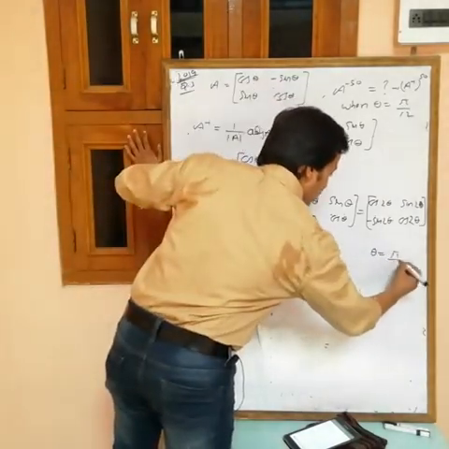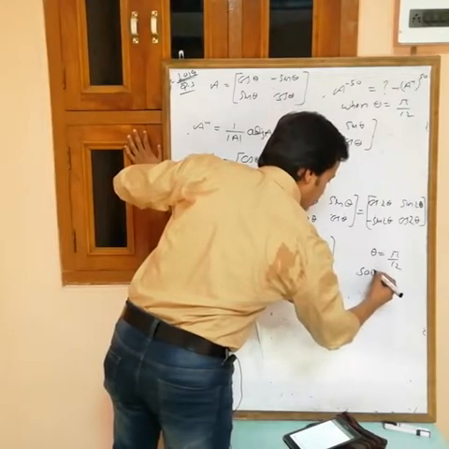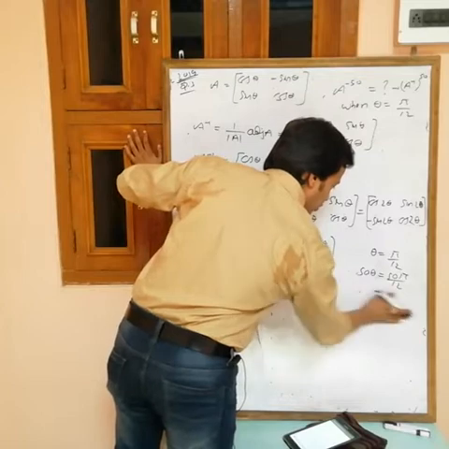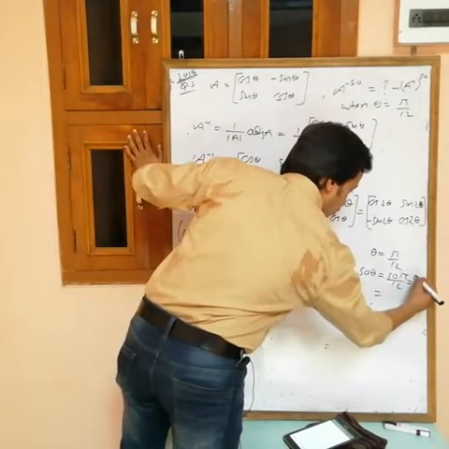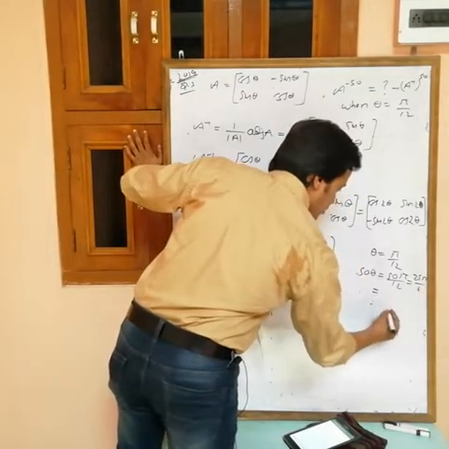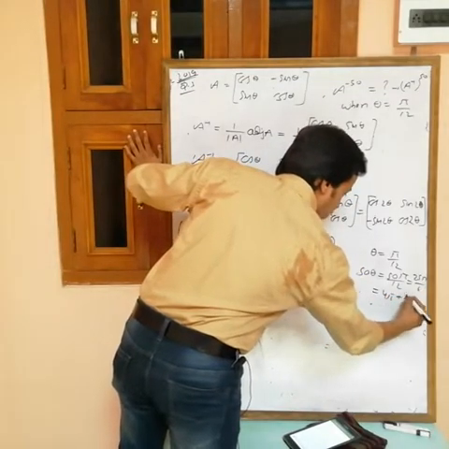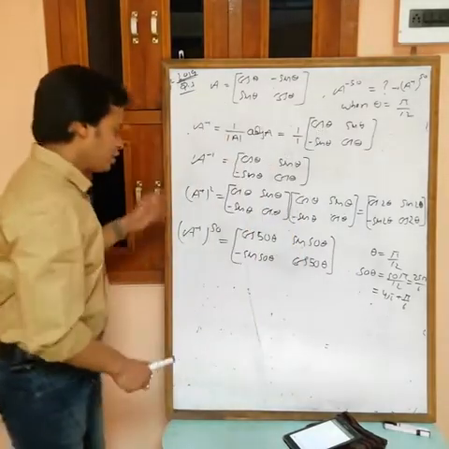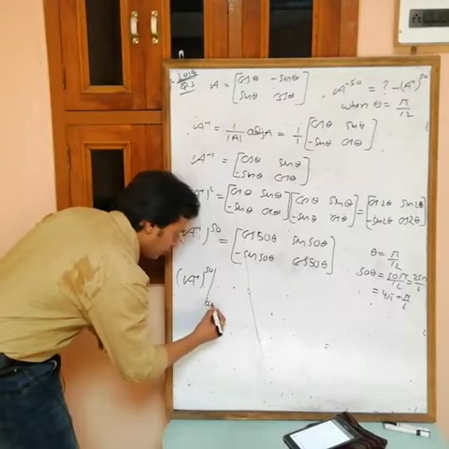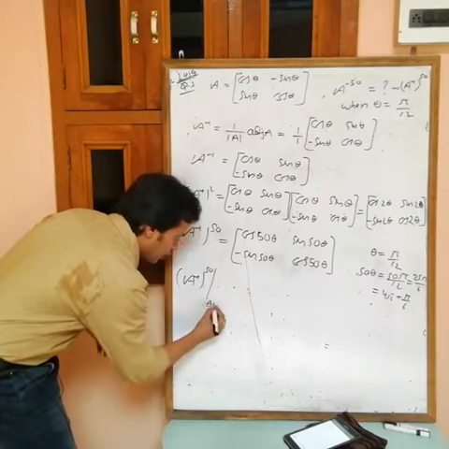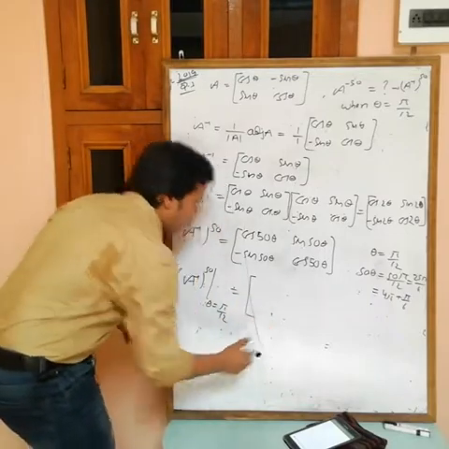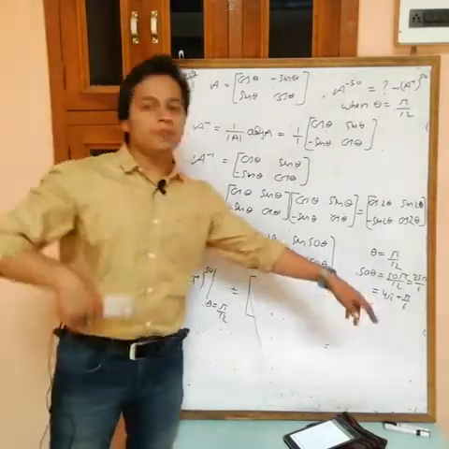Theta equals pi by 12, then 50 theta is equal to 50 pi by 12, and this 50 pi by 12 can be written as 25 pi by 6, and 25 pi by 6 is 4 pi plus pi by 6. Okay. So, for theta equals pi by 12, this is cos of 4 pi plus pi by 6.